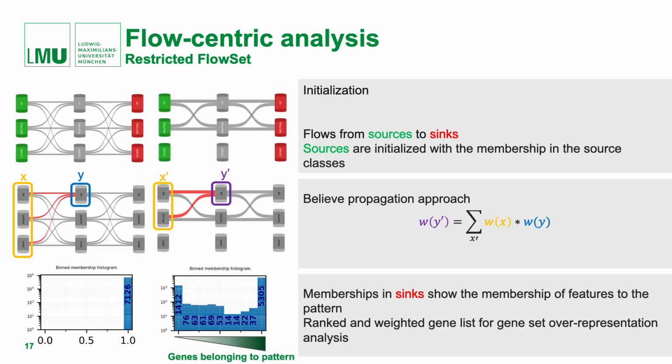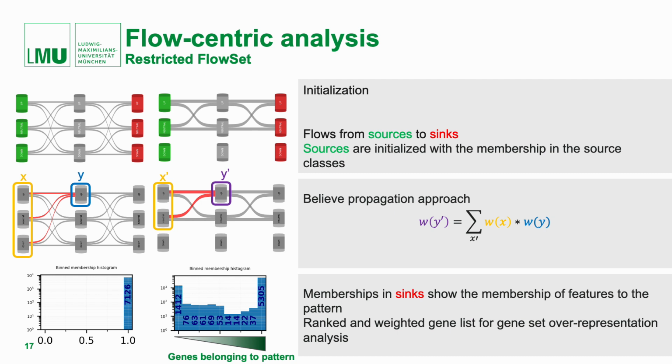To calculate the membership of each feature to the given pattern, we are now looking at the restricted flow set. We are interested in how much membership can flow from the green sources to the red sinks. On the left, we are comparing the full flow set, with, on the right, the restricted flow set. We initialize both sources with the memberships in the source classes. Normally, we would have all edges and all edge weights Wx times Wy, and in our restricted case, we only have the selected or restricted edges.